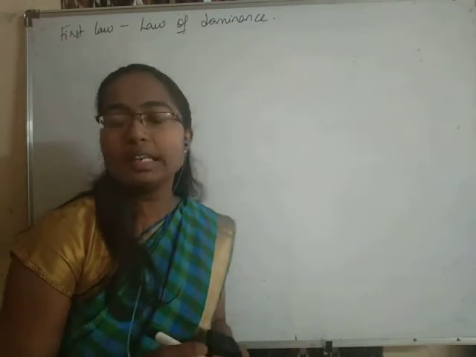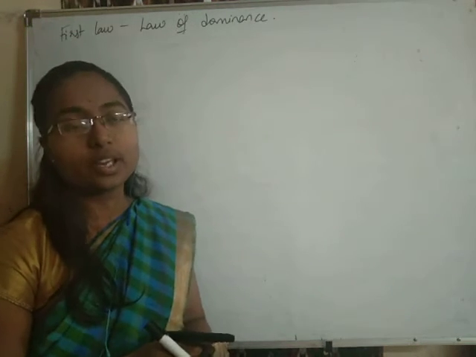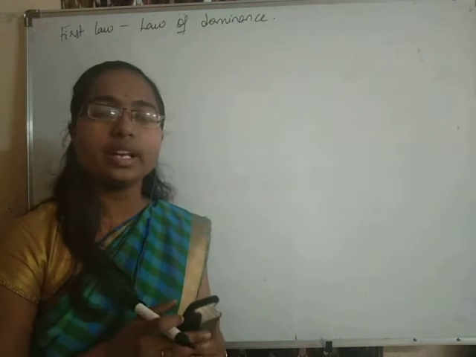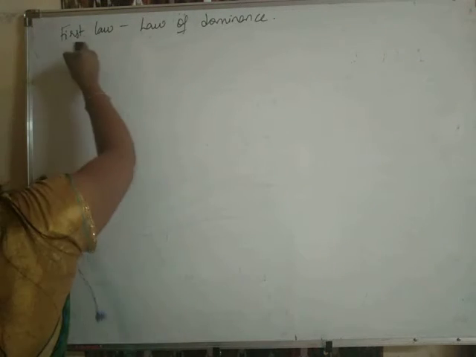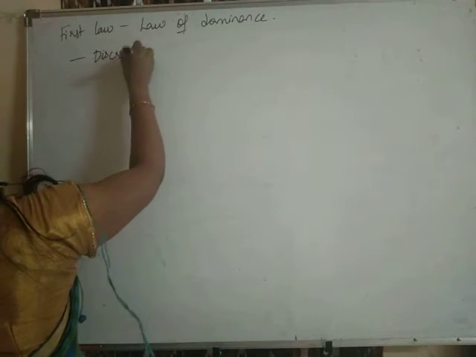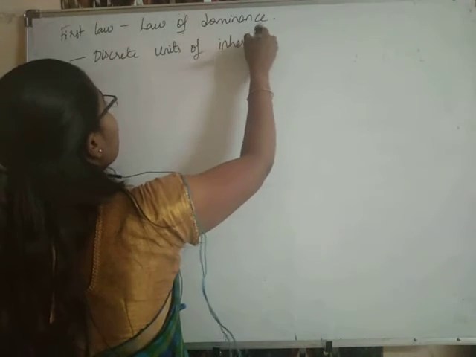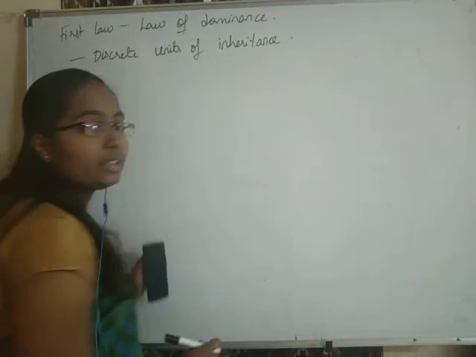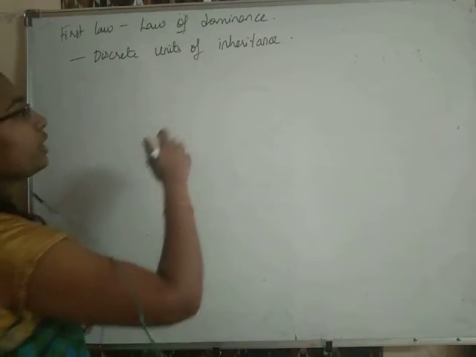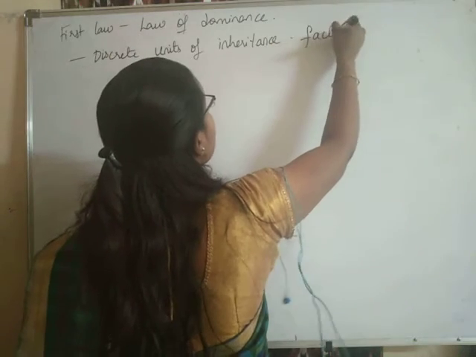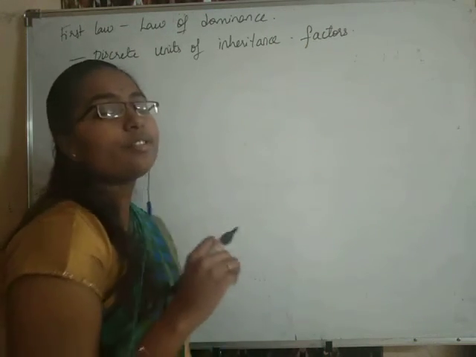So, students, Mendel observed that there are some discrete units of inheritance which are passed from one generation to another generation. Those units of inheritance are called factors by Mendel.